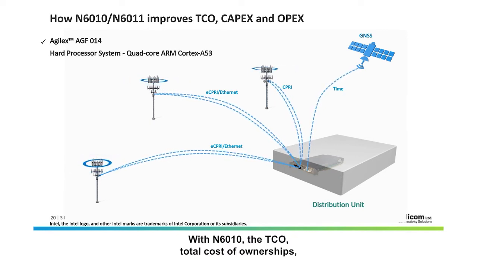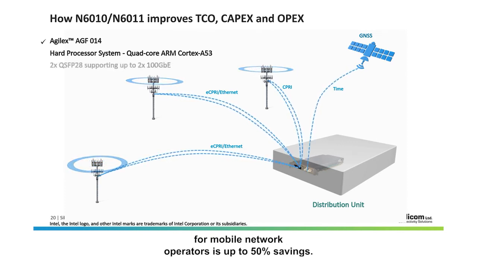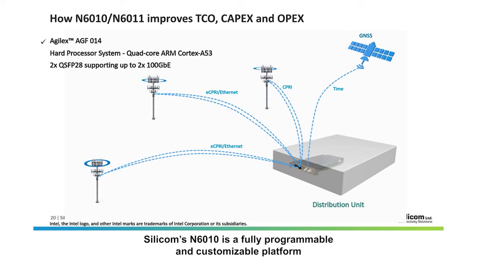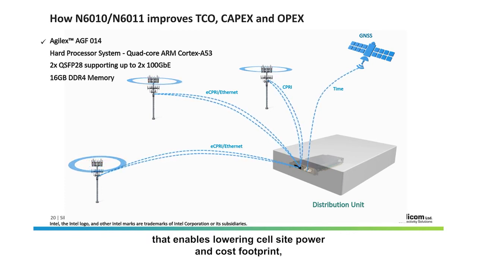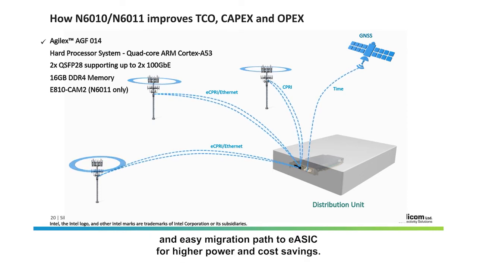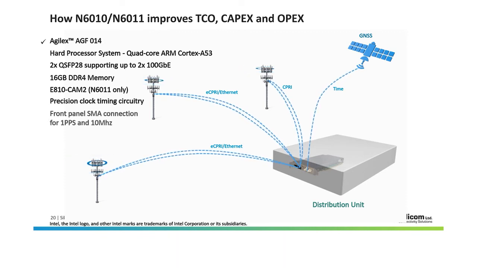With N6010, the TCO, total cost of ownership, for mobile network operators is up to 50% savings. Silicom's N6010 is a fully programmable and customizable platform that enables lowering cell site power and cost footprint and an easy migration path to eASIC for higher power and cost savings.